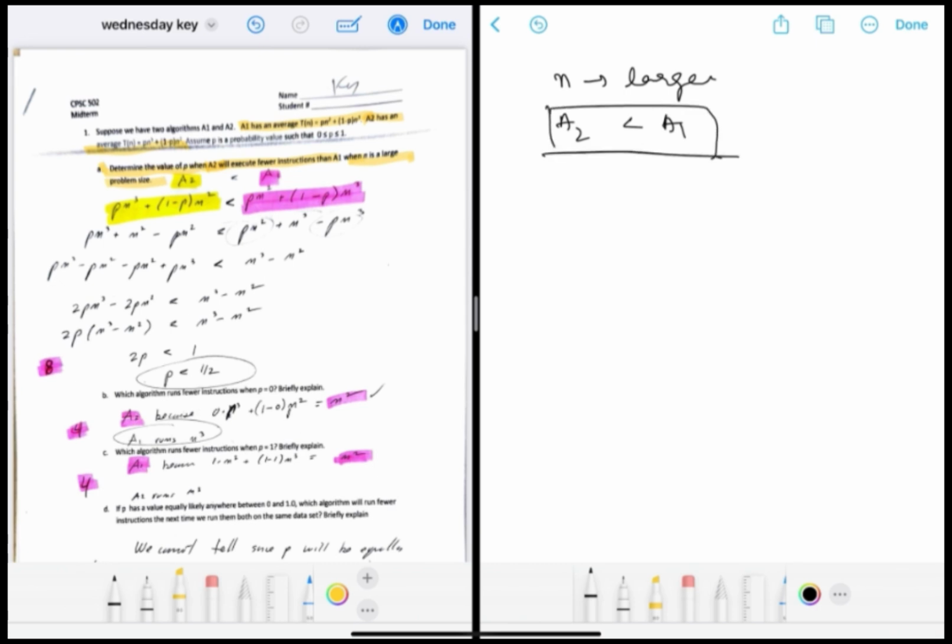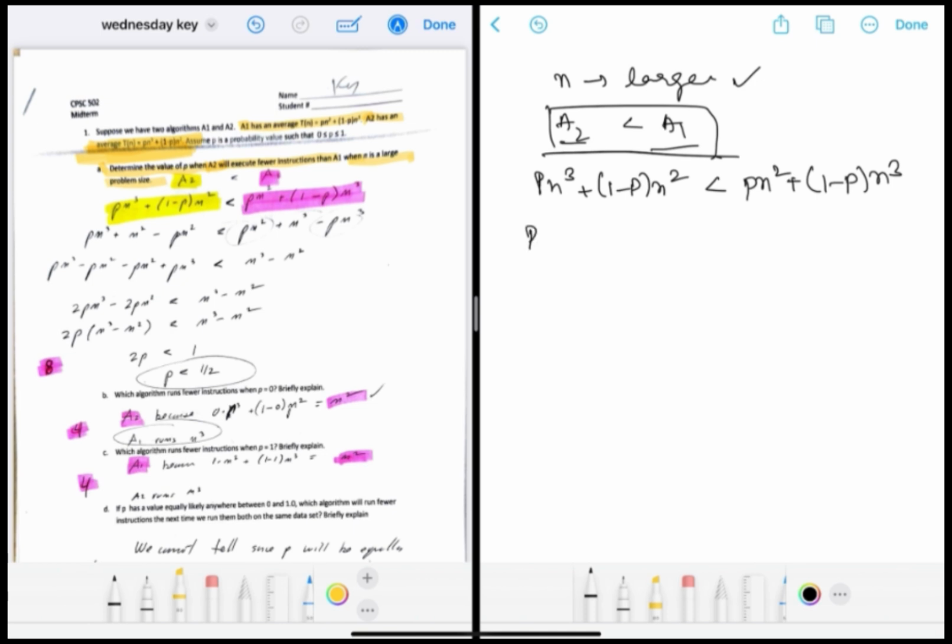So we have the equations for A2 and A1, T of n's, in terms of P and N. So we have the information about N. So let's just put both equations in place of these two, and let's solve for P. So first of all, for A2, it's going to be Pn cube plus 1 minus Pn square. Here it is. A2's equation is less than Pn square plus 1 minus Pn cube.